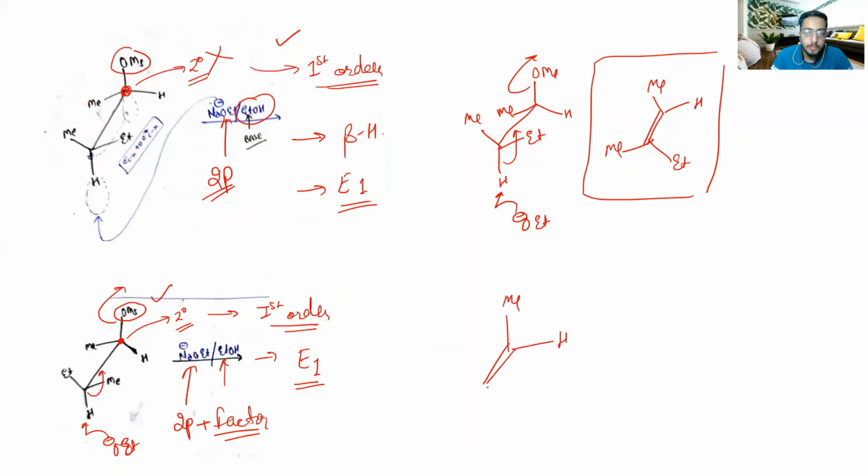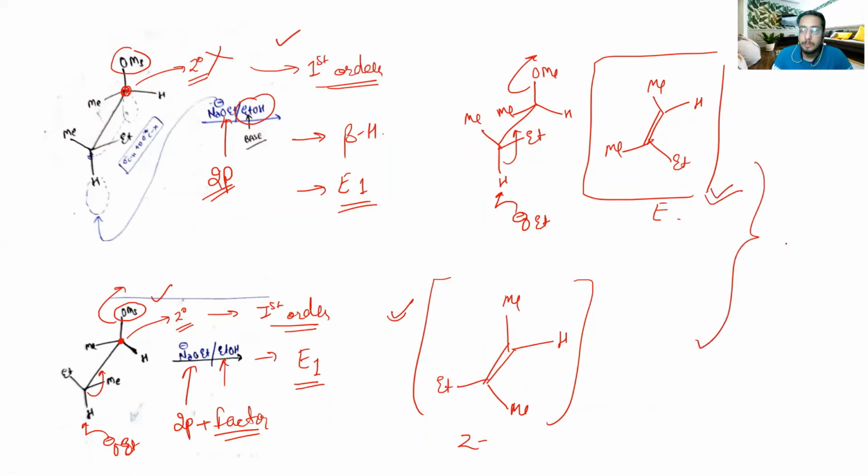H, Me, Me, Et. Okay, so this is a Z alkene and this is an E alkene, and we only get this particular product from this starting material, and from this starting material we only get this particular product. Therefore this type of reaction is called diastereospecific reaction, because we are getting a very specific product from the reagents.